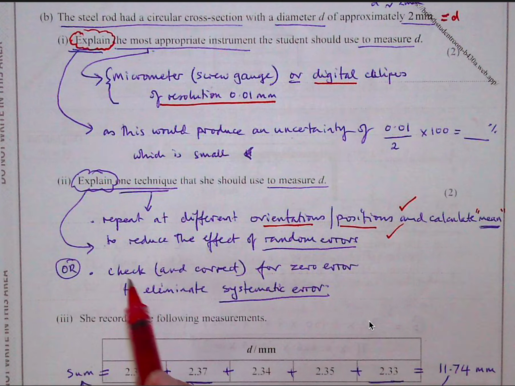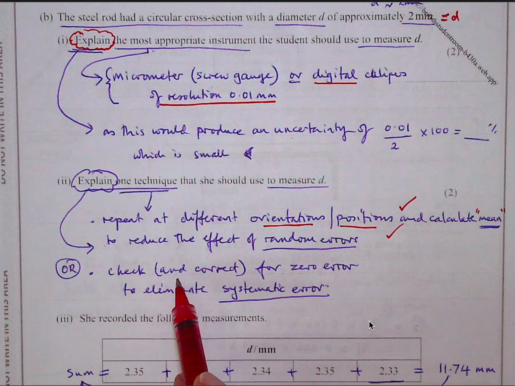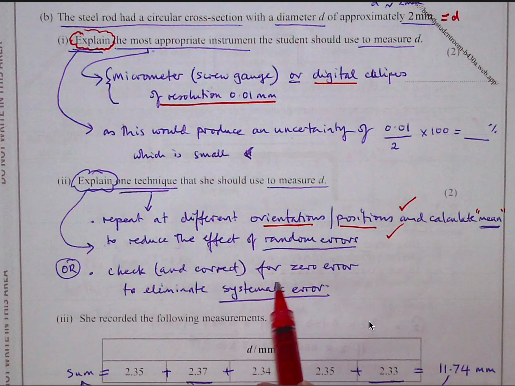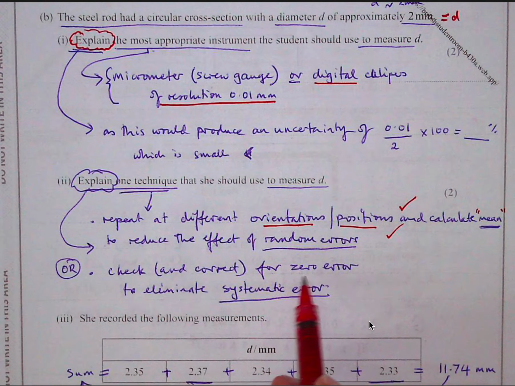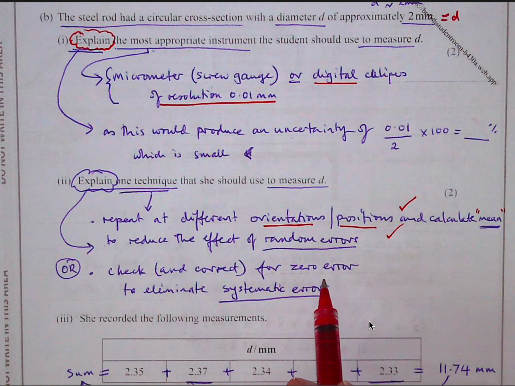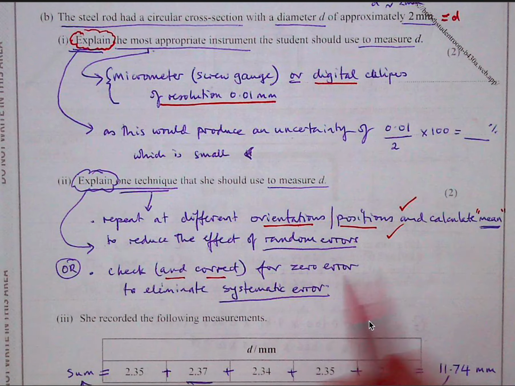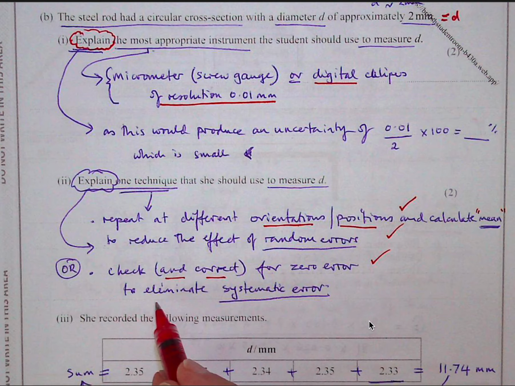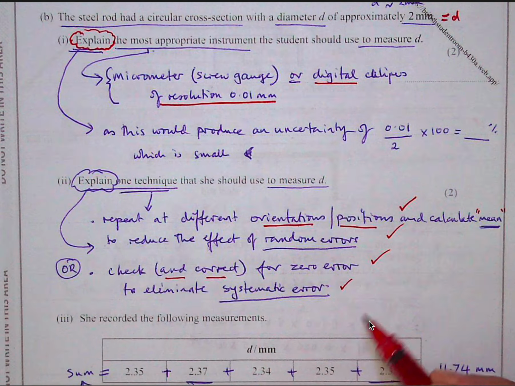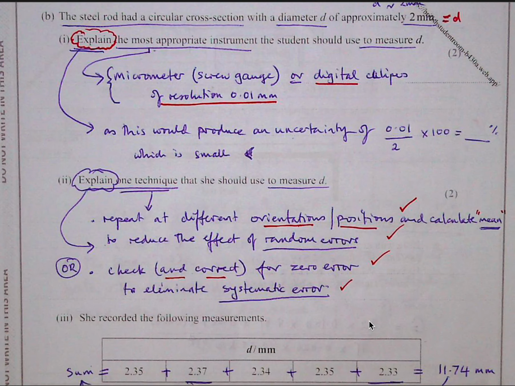Alternative method is check that your micrometer has no zero error, or vernier calipers, not vernier caliper, digital calipers. They actually are digital, so you can reset it to make sure the zero error disappears, to eliminate it, so check and correct for zero error, 1 mark. Why? Explain. This eliminates systematic errors. If you've got a zero error, it will always give you the same error if you don't correct it. So for example, the micrometer is reading 0.01 before you start. You just need to take 0.01 off your reading to eliminate the systematic error.